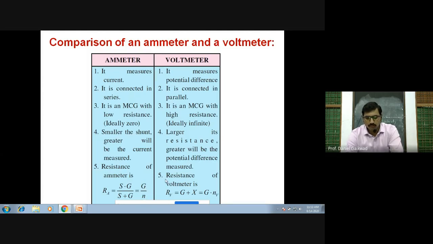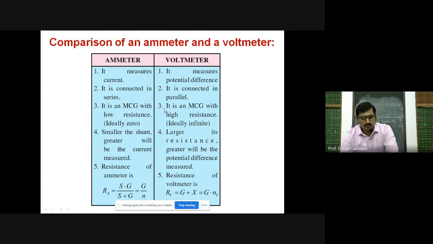Similarly we have the voltmeter. The resistance of voltmeter Rv is G plus X. The galvanometer resistance G and series resistance X are connected in series, so we have addition of resistances according to the series formula Rs is equal to R1 plus R2. Or suppose it is N times G, like this. So this is the comparison. A small question may be asked to compare the ammeter with the voltmeter.